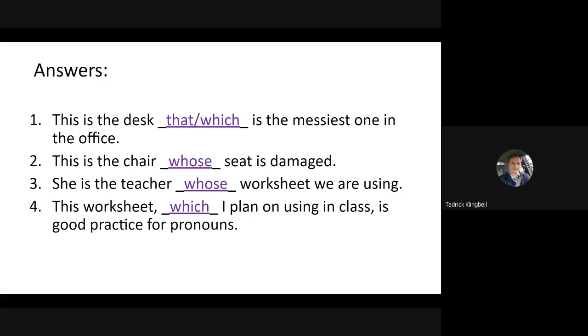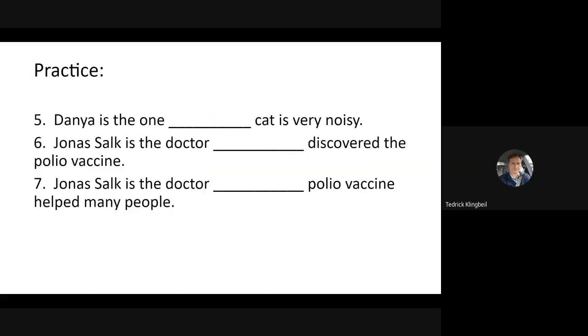Yeah, this worksheet, which I plan on using in class, is good practice for adjectives. All right. Here's another exercise. Okay, so number 5 is a little bit confusing. Danya is a person, and the cat belongs to her, so keep that in mind. Danya is the one blank, cat is very noisy.